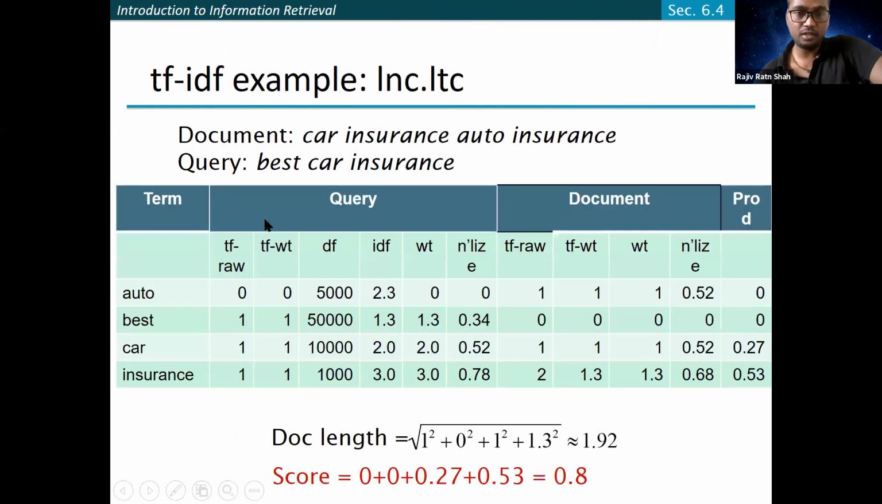As you can see here, you have the query with these four terms, and similarly the document. The query is "best car insurance". You can see that best, car, and insurance are all 1, but auto is 0 because it is not present in the query. Using the formula mentioned in the previous slide, you can compute the dot product and then compute the score using this method.